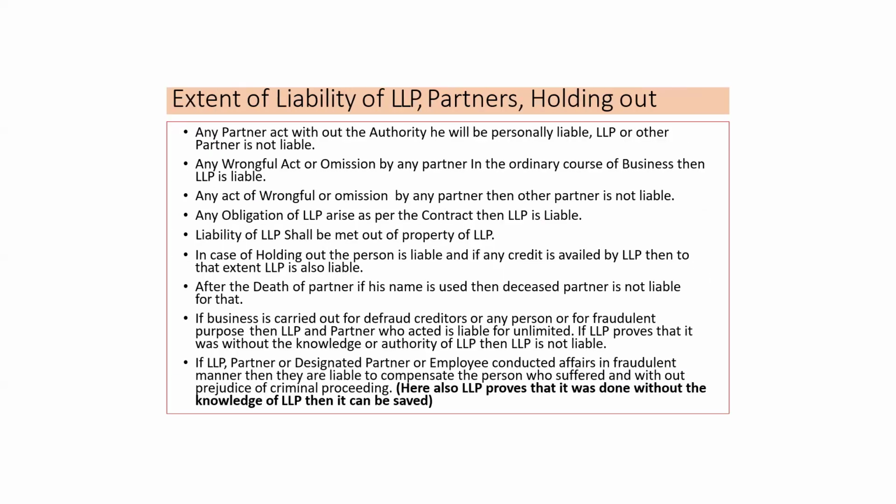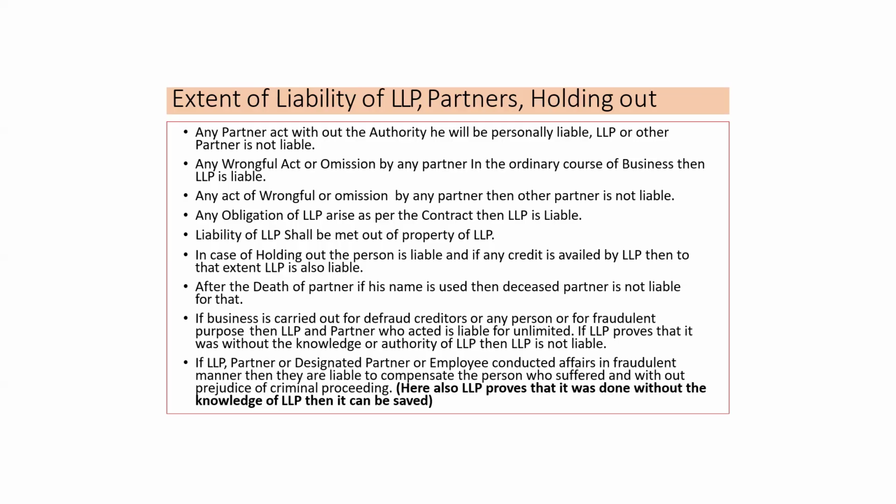Extent of liability of LLP and partners, holding out. So any partner, if he acts without authority, will be personally liable. Okay. LLP or other partners are not liable. If any wrongful act is done or there is any omission by any partner in the ordinary course of business, then the LLP is liable. For any wrongful act or omission by any partner, the other partners are not liable. If any obligation of the LLP arises as per the contract, then the LLP is liable. Liability of the LLP shall be met out of the property of the LLP. Okay. There is no personal liability.